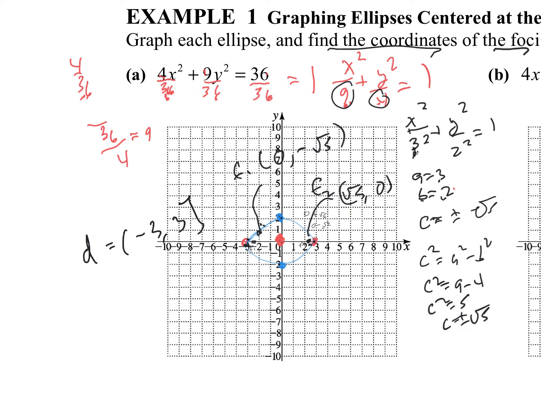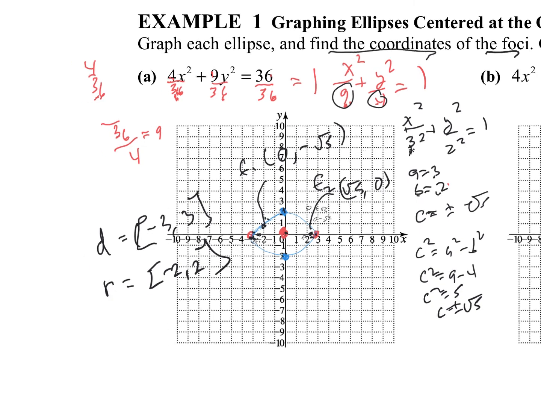Let me use brackets because it does include them. Range, the minor axis this time, up 2, down 2. So between -2 and 2. So it's a lot of work.